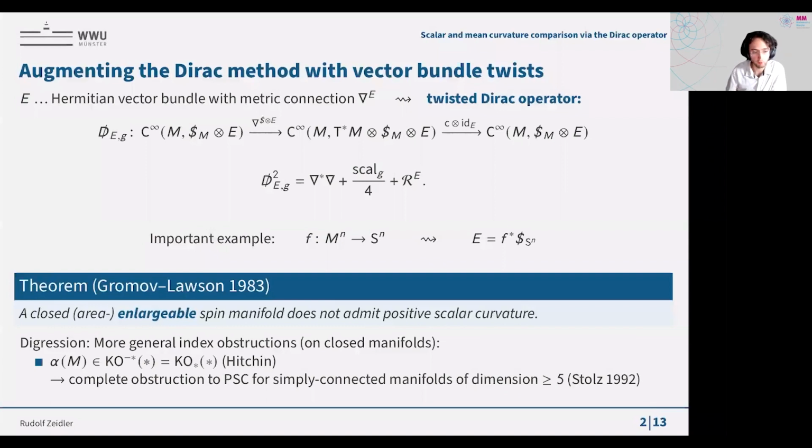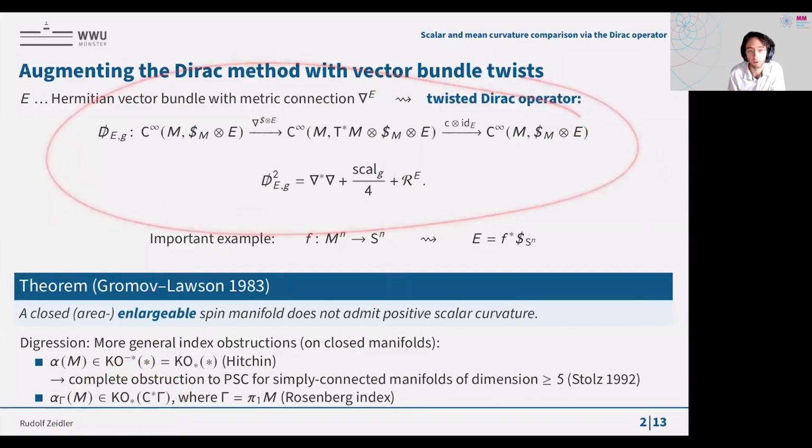And there is one more generalization of this, which is the so-called Rosenberg index, which tries to emulate this Hitchin stuff for the non-simply connected case. And formally, you can understand this in terms of a Dirac operator that comes from a twisted Dirac operator, where you use an infinite dimensional vector bundle as your twisting bundle. And in a sense, one could say that this is perhaps the most general index obstruction that is known on closed spin manifolds. Unfortunately, it's not a complete obstruction to positive scalar curvature, like in the simply connected case, because there you have other obstructions which do not come from the Dirac method, like minimal hypersurfaces. All right, but let me go on.